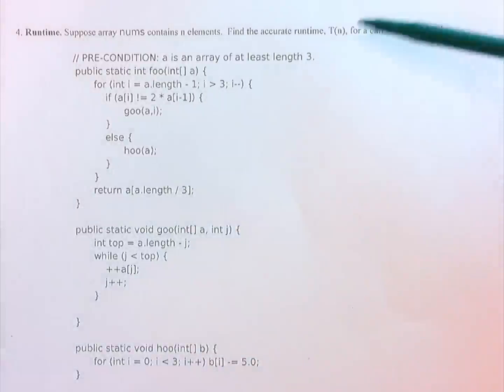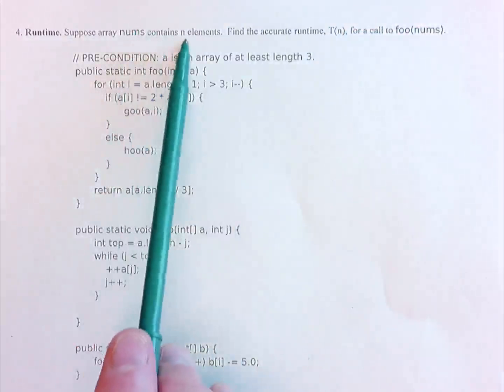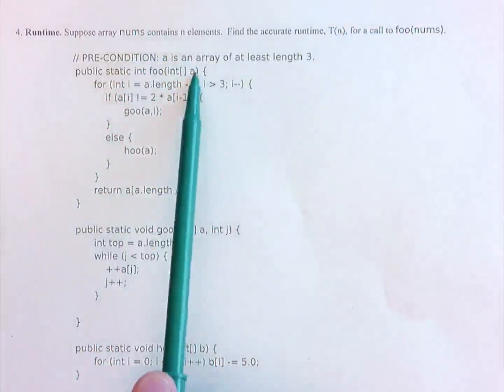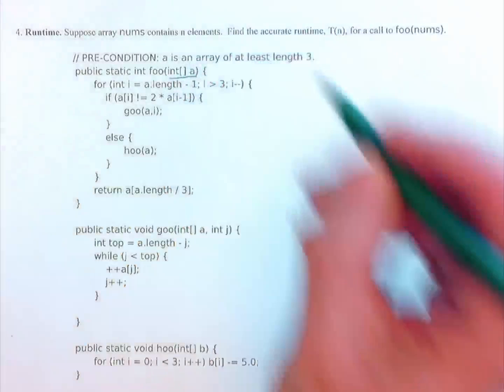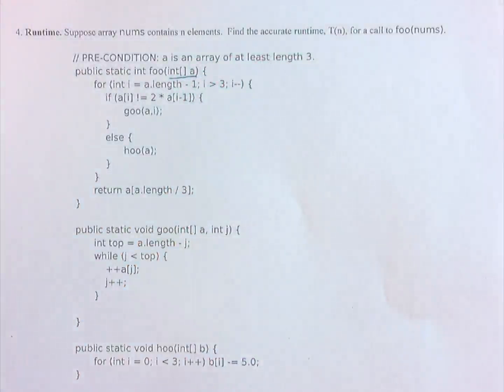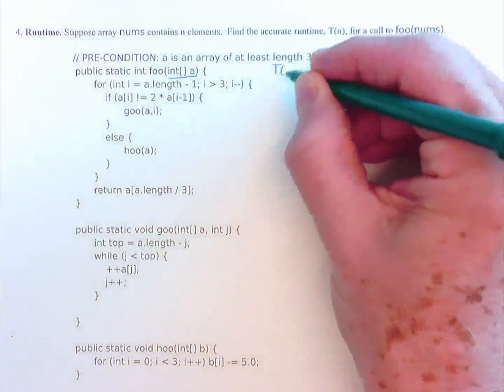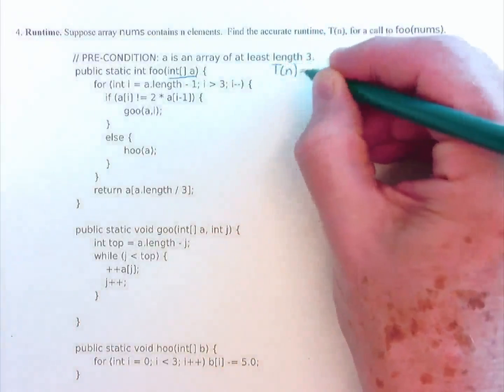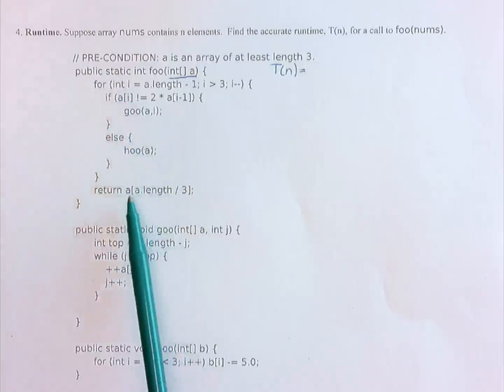We need to determine what n means. I was pretty explicit here that this varies depending on an array A that has n elements. So I associate n with the length of the array A that I've underlined there. So my runtime t, let me just go ahead and write it over here, t of n, and I can express that by looking at the elements inside foo and breaking it down.